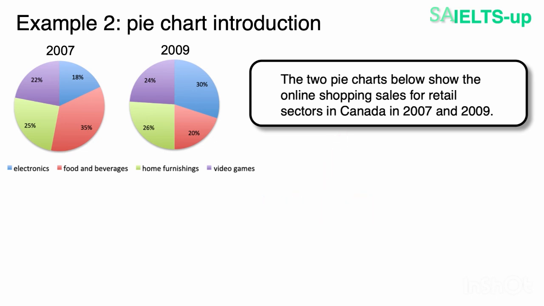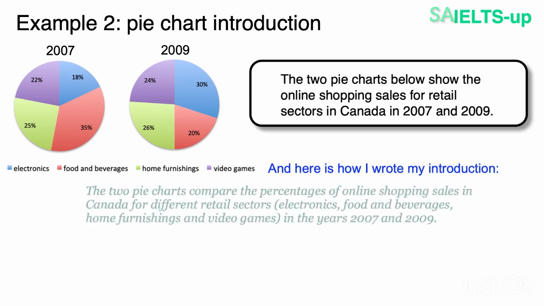The two pie charts below show the online shopping sales for retail sectors in Canada in 2007 and 2009. And here's how I wrote my introduction. The two pie charts compare the percentages of online shopping sales in Canada for different retail sectors: electronics, food and beverages, home furnishings, and video games in the years 2007 and 2009.